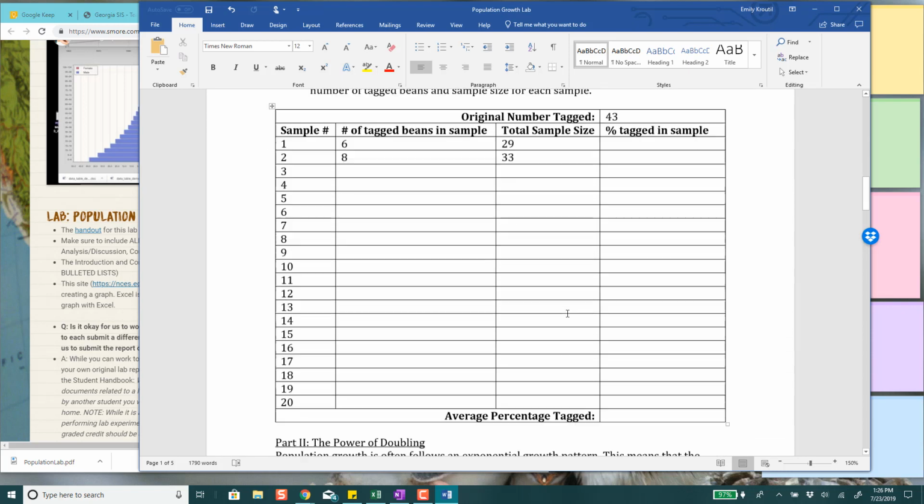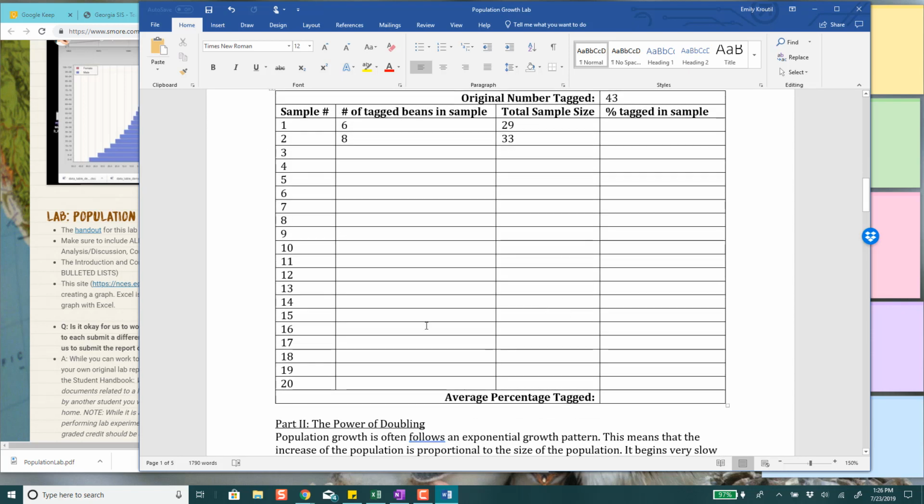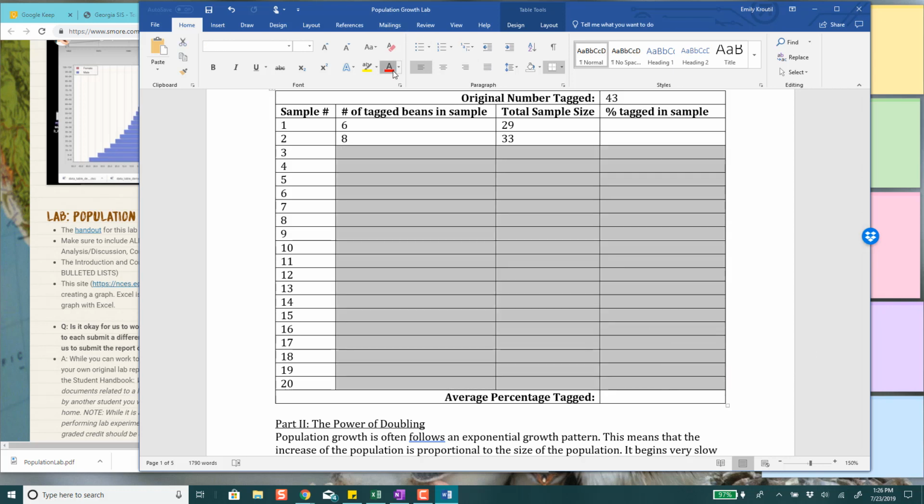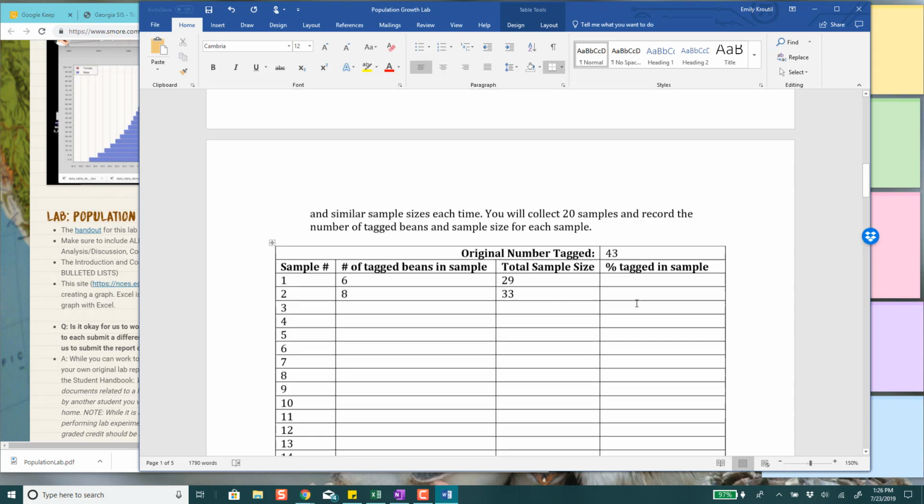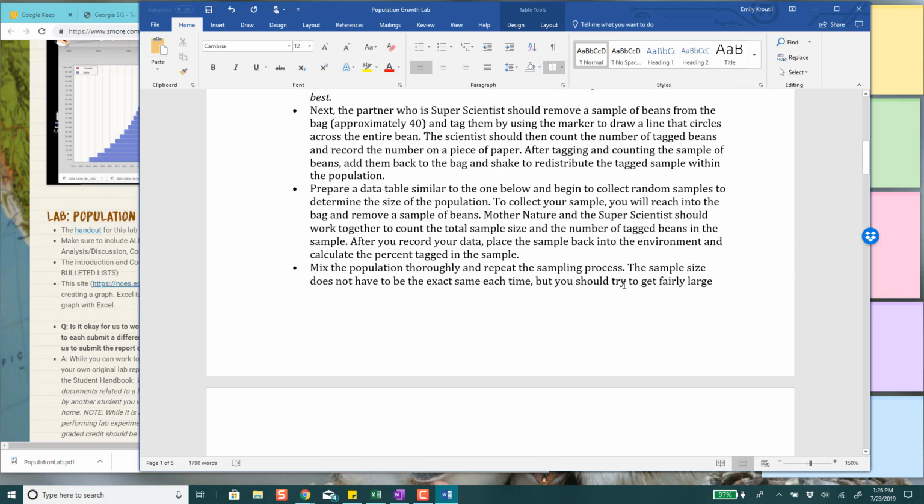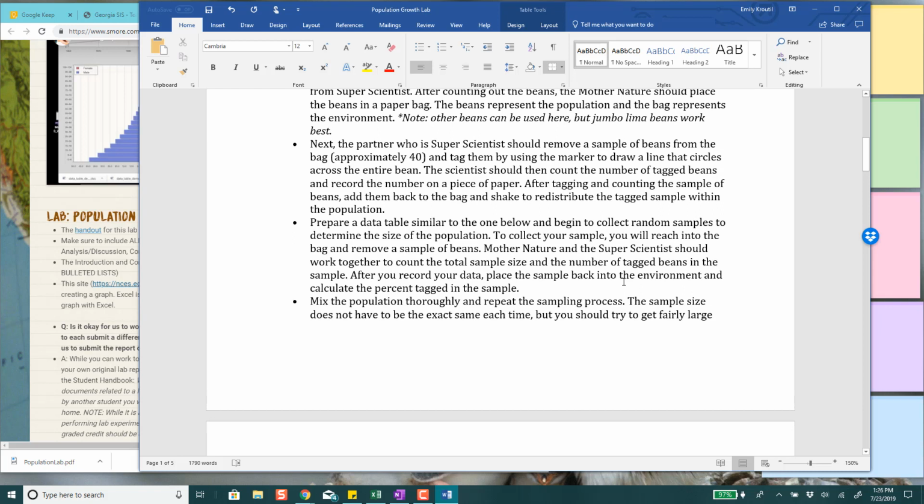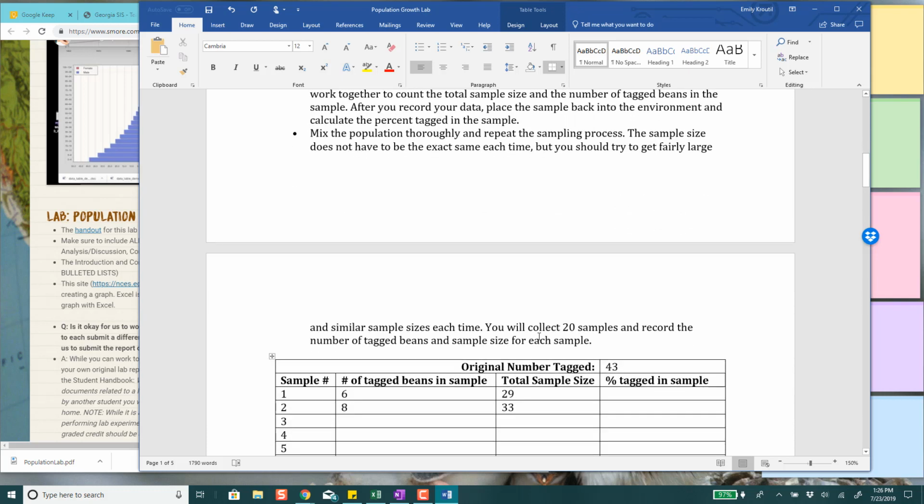Then you're going to make a data table like this one. I've made this an editable data table, so you'll be able to add your data in here, and we'll do some practice for it. Then you put all your beans back in the bag, reach in, and pull out some beans. Spread them out on your table, and count how many beans were tagged in that sample and how many total beans you grabbed out. This is an example for sample 1.